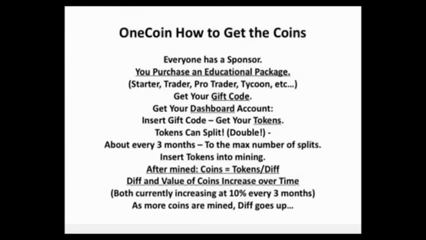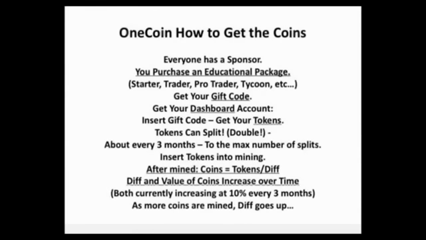And your tokens can split. Every 3 months or so, the tokens double. The starter account can split once. Tycoon account can split twice. And then after your tokens have doubled, anywhere from a factor of 2 to a factor of 4, and that happens about every 3 months, you take all your tokens and on your website, you put them into mining. Real easy to do. They do the mining.